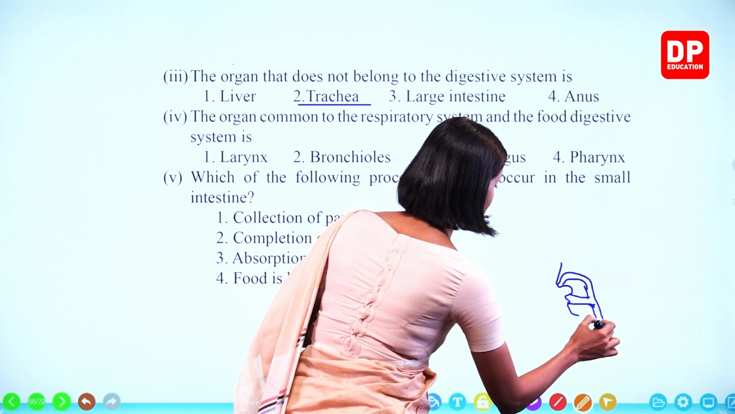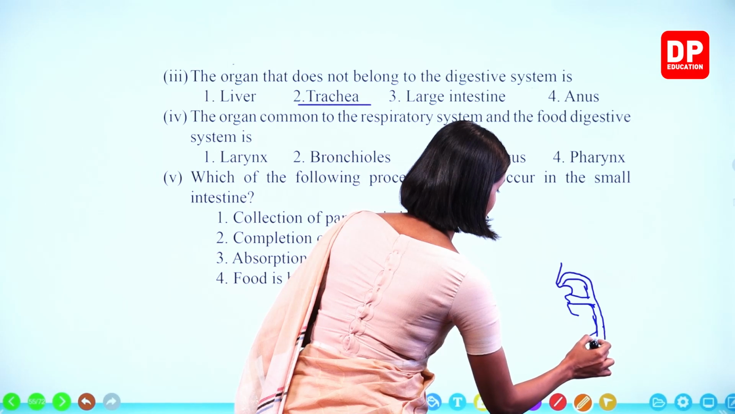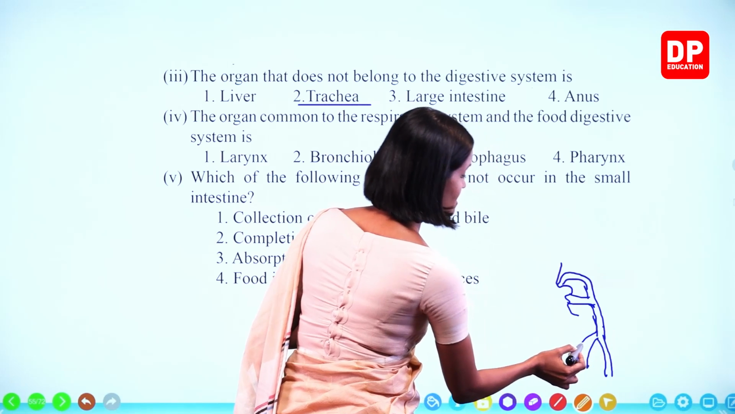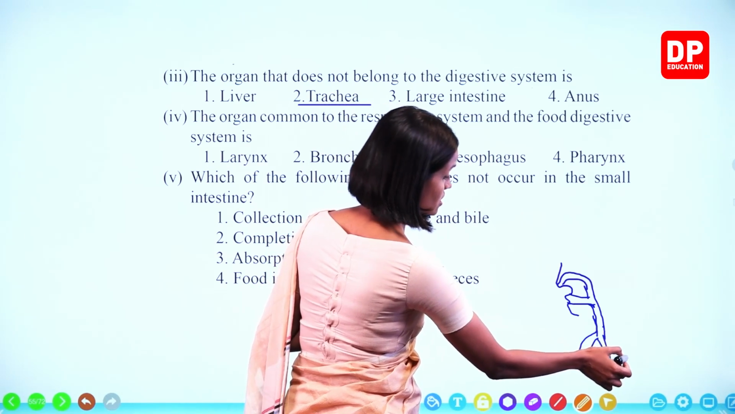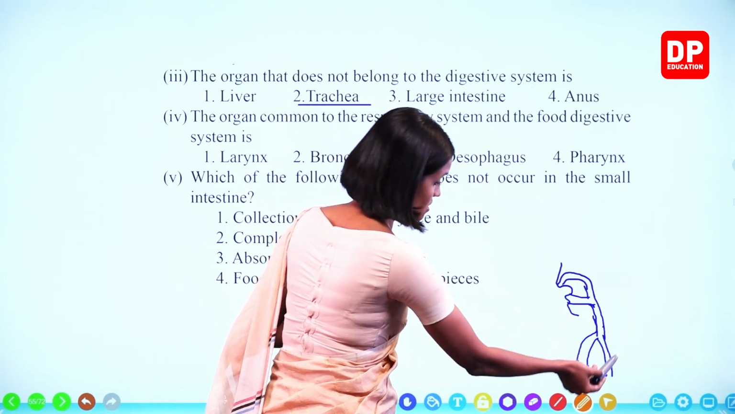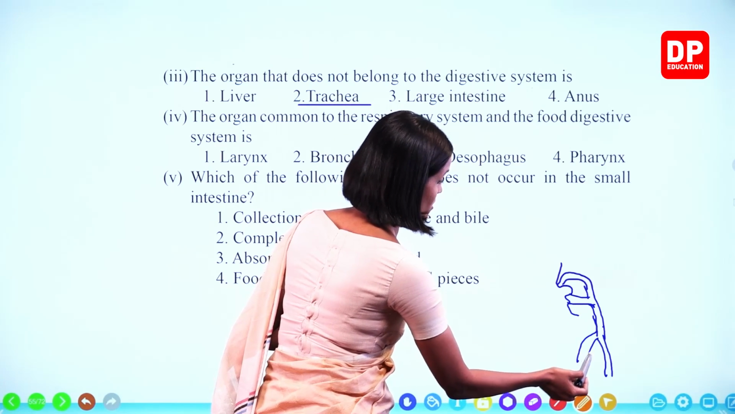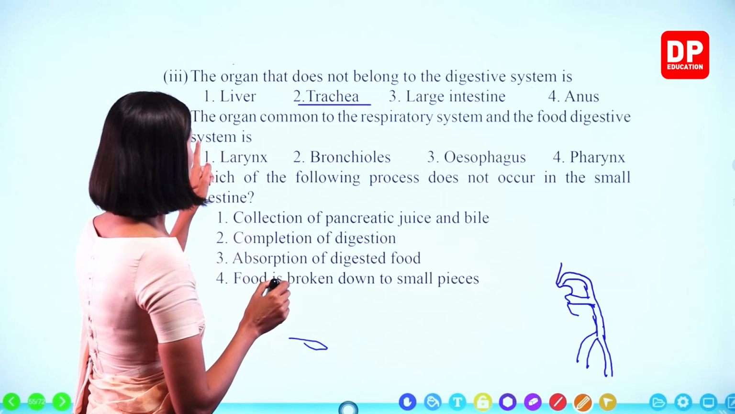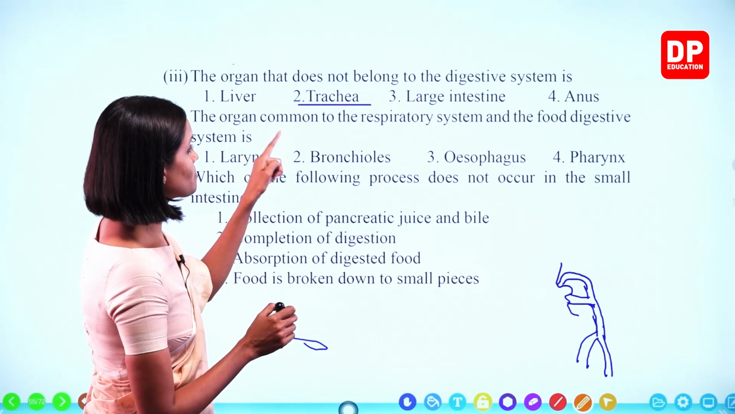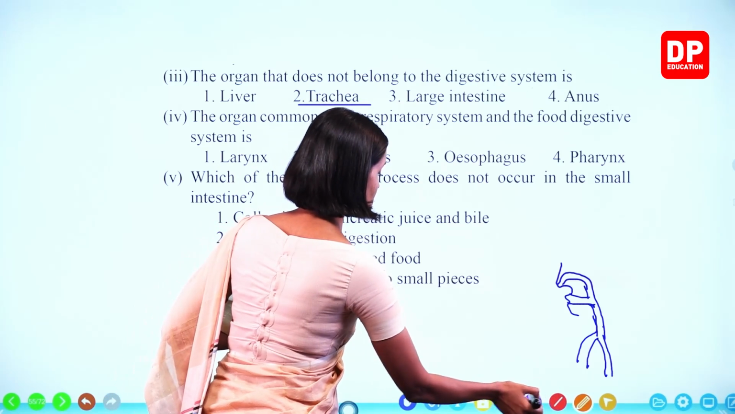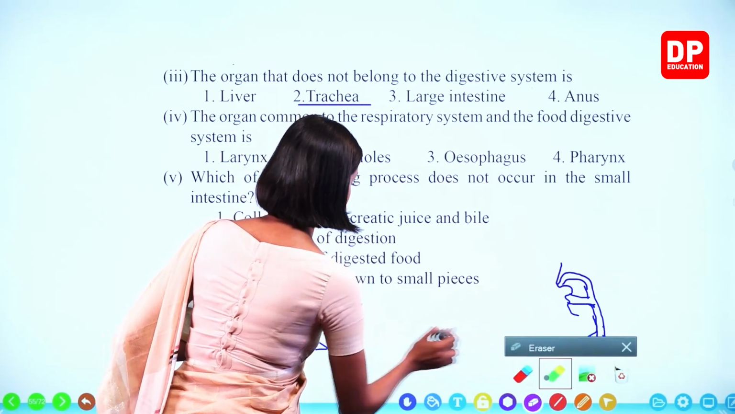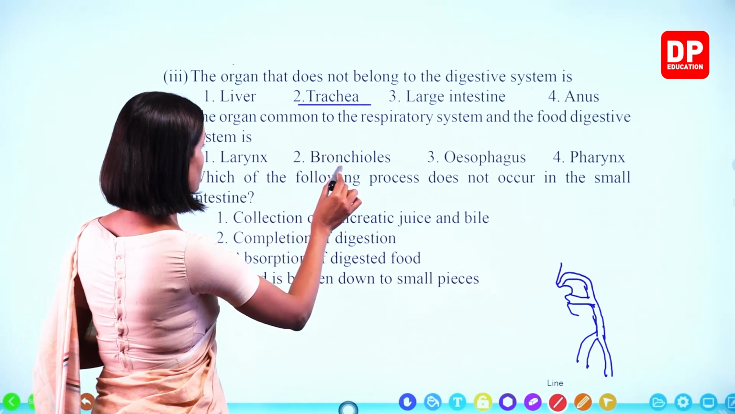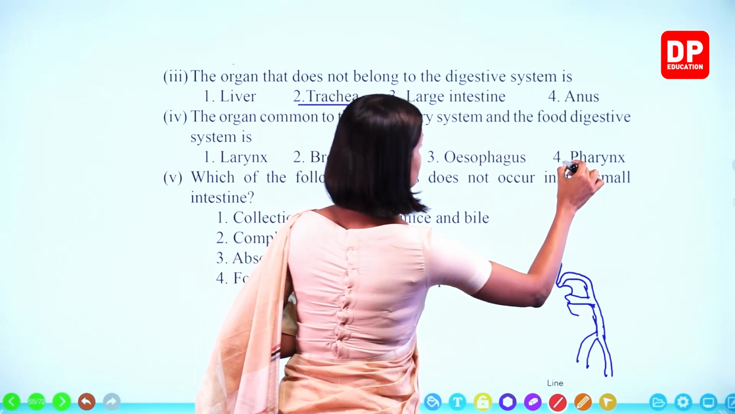because from here onwards this system divides into two parts. This is the esophagus, this is the trachea, right? Esophagus belongs to the digestive tract, trachea belongs to the respiratory tract. So this common area is known as the pharynx. The organ common to the respiratory system and the food digestive system is, what is the answer, children? That is the pharynx, okay? Larynx, bronchioles, esophagus, pharynx.